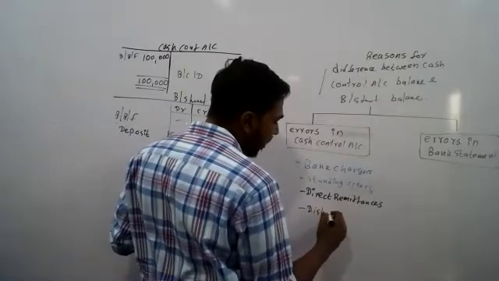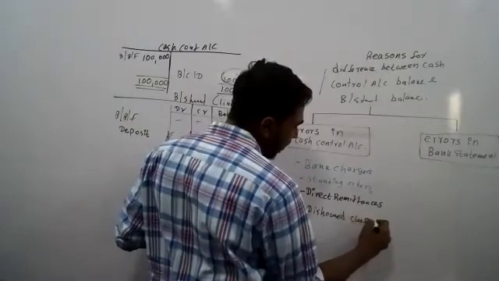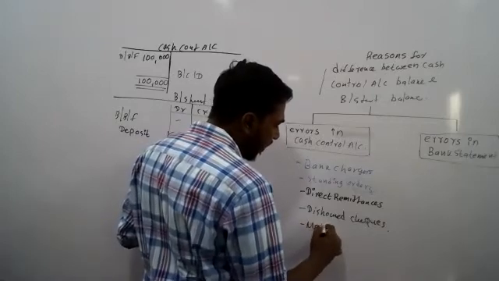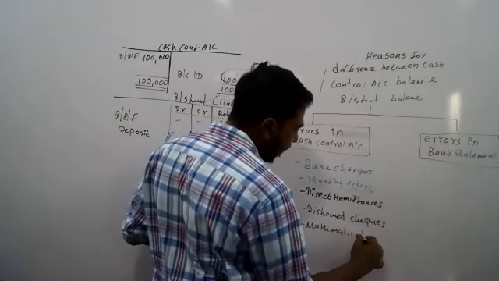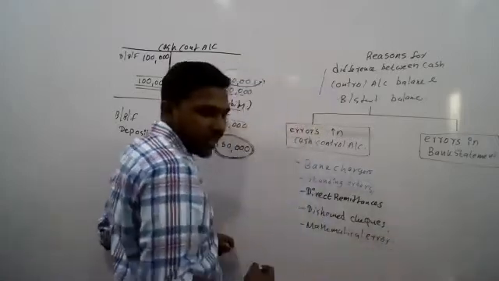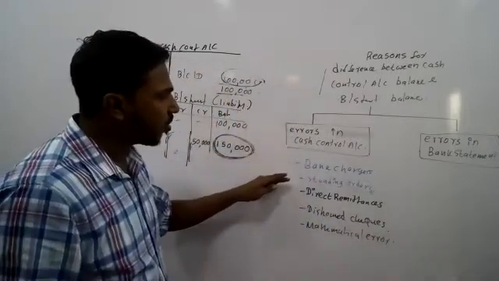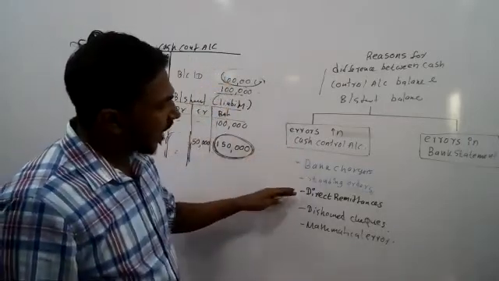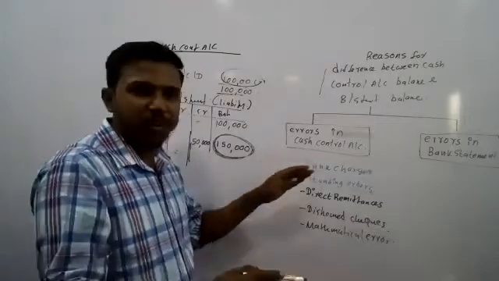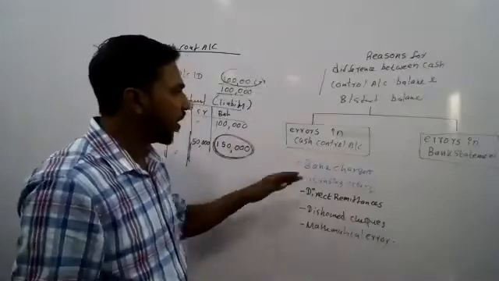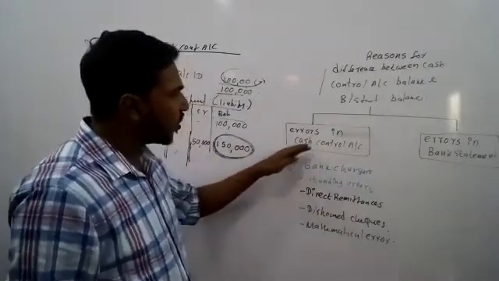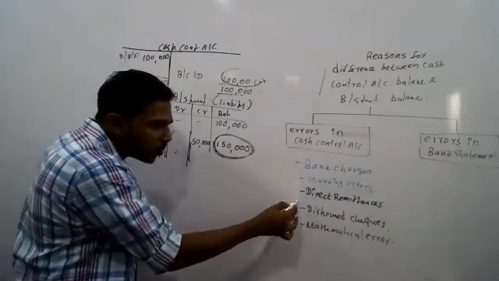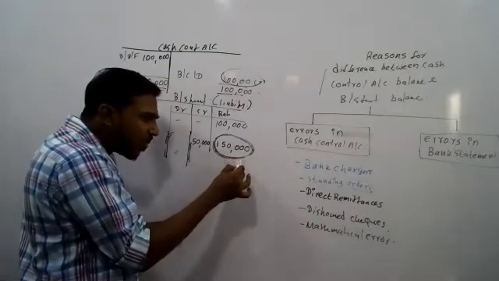Then the other one is dishonored checks. Then any mathematical error would be there. So these are the errors basically in the cash control account. These are the things not recorded by the cash control account, so that's the error in the cash control account, because the cash control account got to know about these balances only after receiving the bank statement.